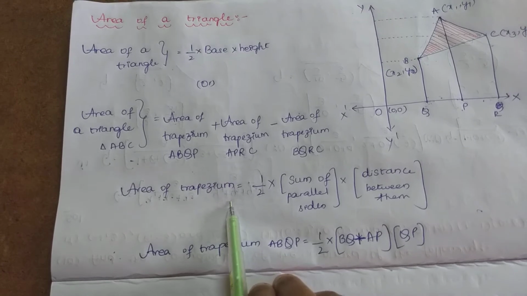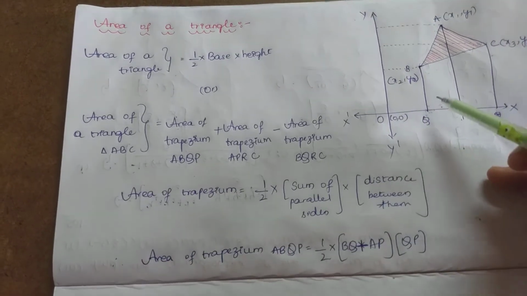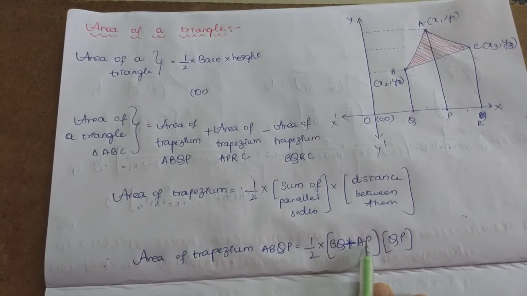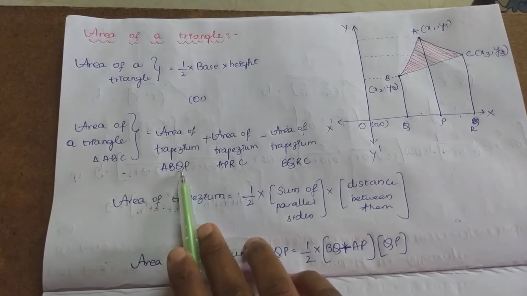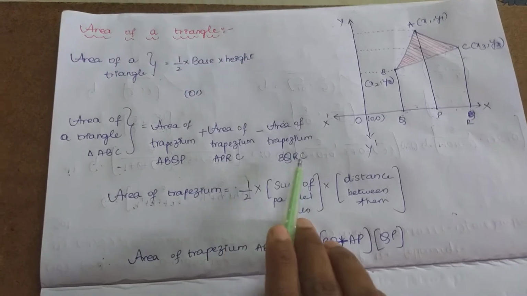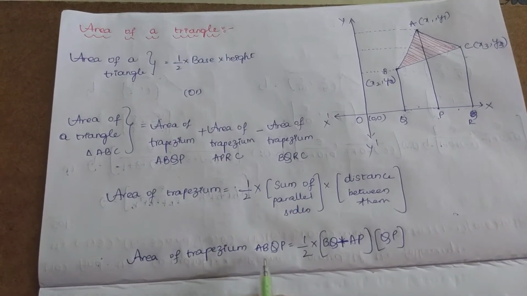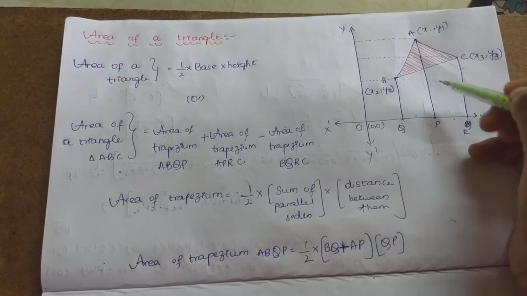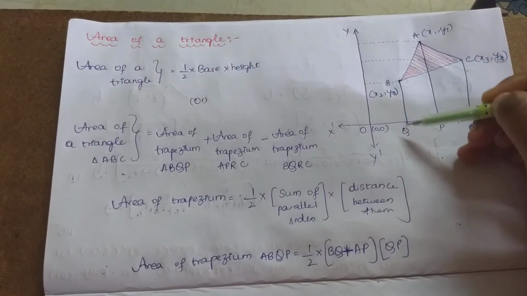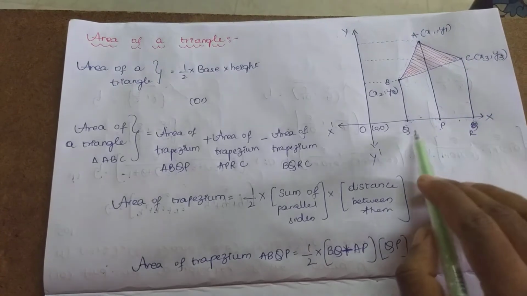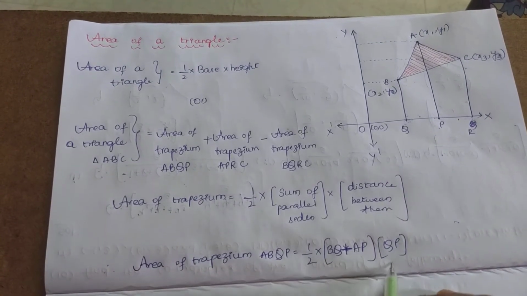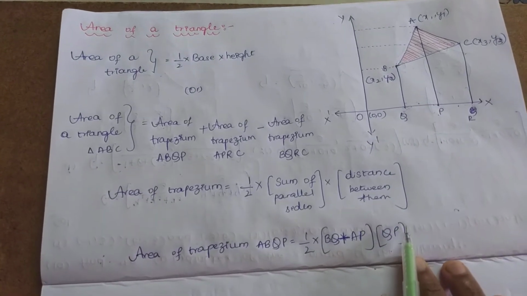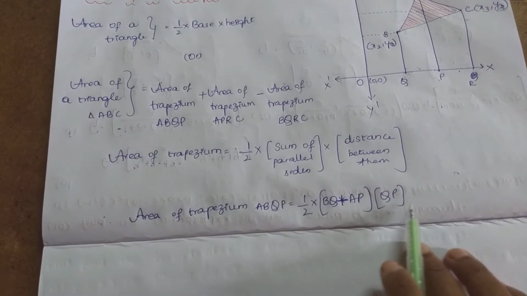What is the area of trapezium formula? The area of a trapezium is 1 by 2 into the sum of parallel sides into the distance between the sides. Let's do it for the first trapezium, then the second, then the third. For the first trapezium ABQP, the parallel sides are BQ and AP. We have to take the sum of the parallel sides, and the distance between these two parallel sides is QP.